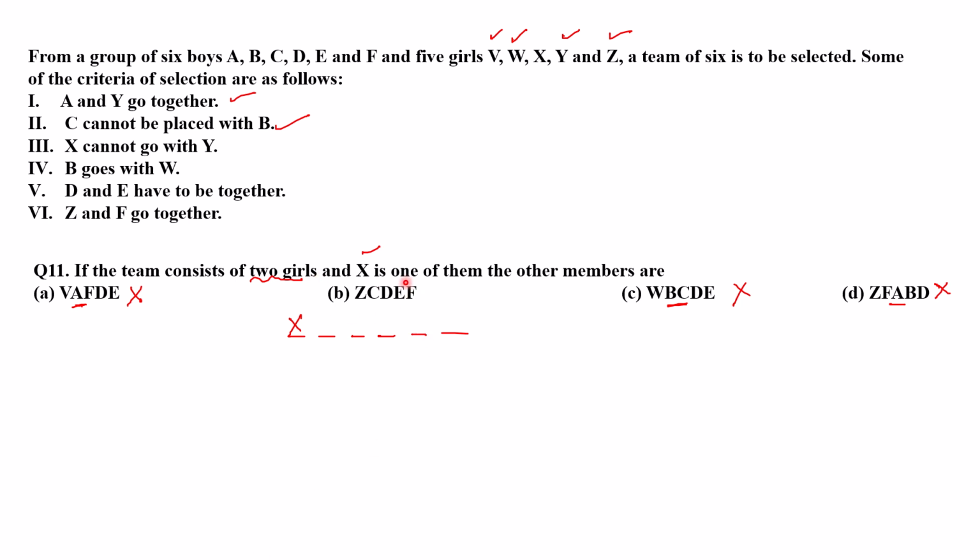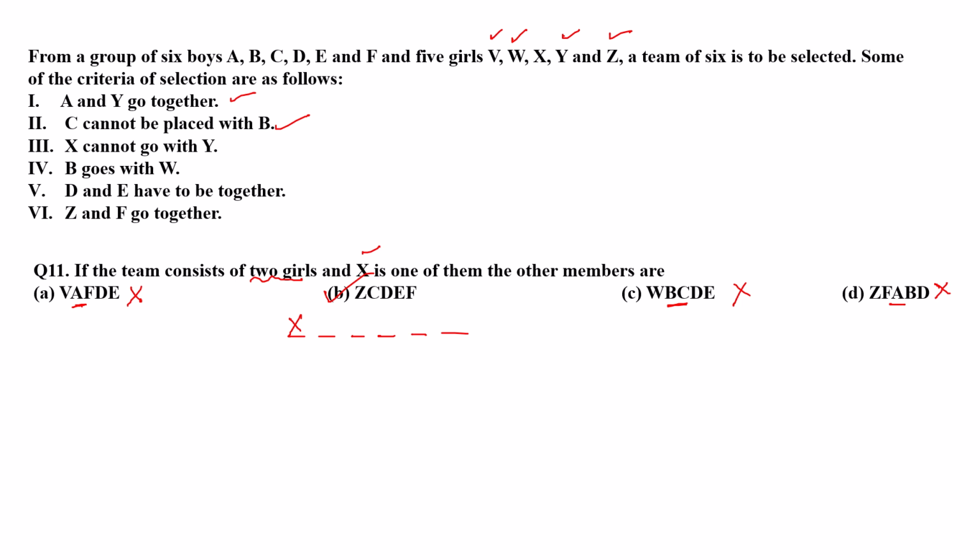Now see whether it satisfies all the criteria or not. Z and F go together, so both are there. D and E have to be together, so that is also there, right? C cannot be placed with B, so yes, B is not here. And there should be 2 girls, isn't it? So Z is also one of the girls. So the correct option is option B, right? Now this question is very important as per your BITSAT exam.